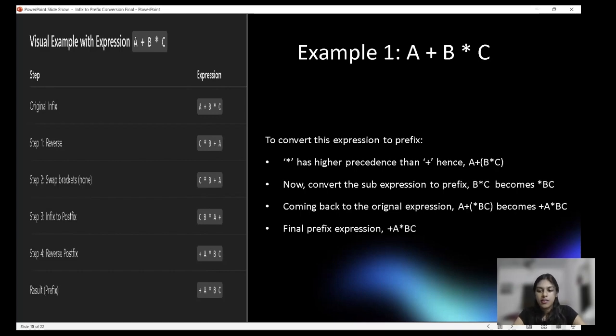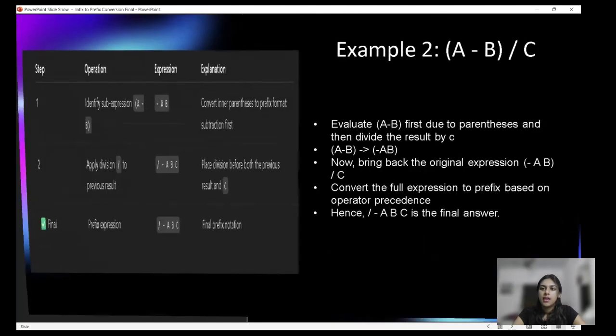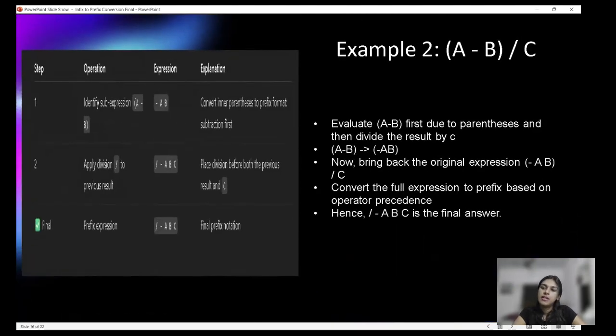Now we see another example, which is A in bracket A minus B divided by C. In this, you evaluate A minus B first as it has parenthesis and because it is the highest level of precedence. So A minus B becomes minus AB, followed by our division symbol. So when we convert the whole thing into a prefix expression, it is divide minus ABC, which is the final answer.